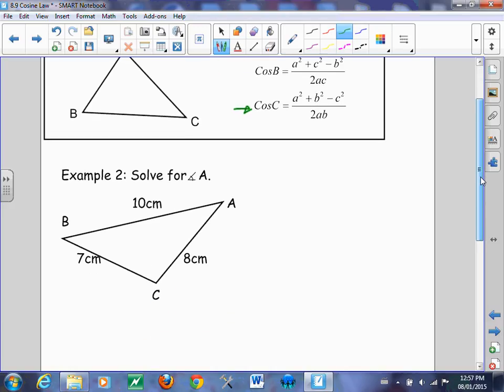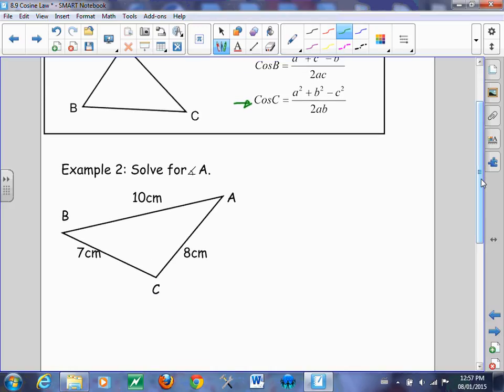Let's take a look at example 2 here, folks. So it says to solve for angle A. It has to tell you what angle to solve for. Okay? So taking a look, folks, we need to find cos A. So it's going to be cos of angle A equals, remember those other 2 sides we talked about?